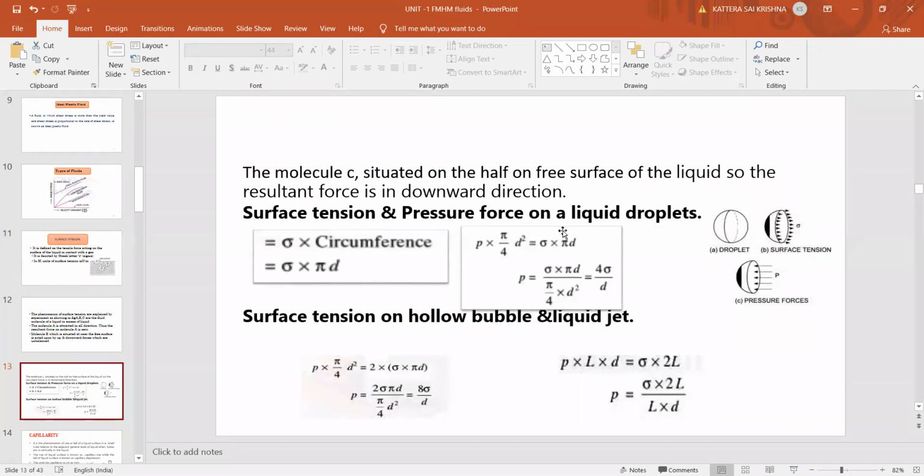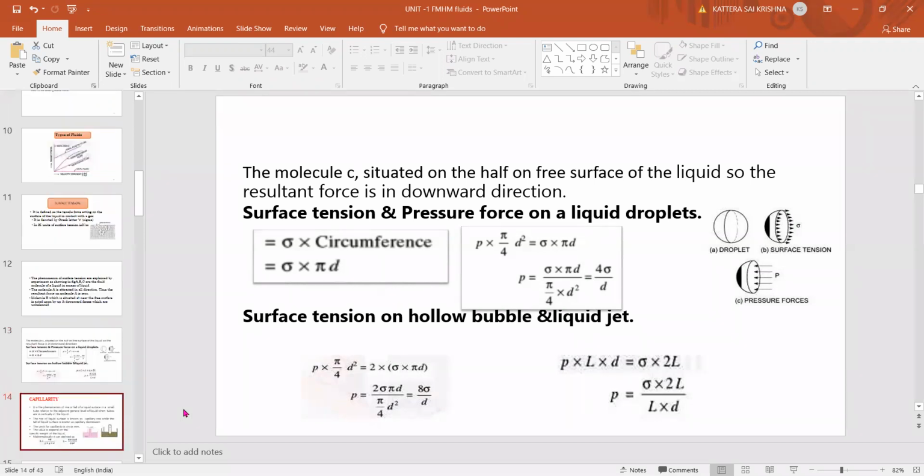and we have seen the 3 formulas for this in surface tension. That is, for a hollow bubble we have seen the formula P equal to 8 sigma by D. For a liquid droplet it is P equal to 4 sigma by D, and for a liquid jet also we have seen, water jet or liquid jet, that is P equal to 2 sigma by D. Here L and L get cancelled, so that is 2 sigma by D, and we have solved some problems on this in the last class.